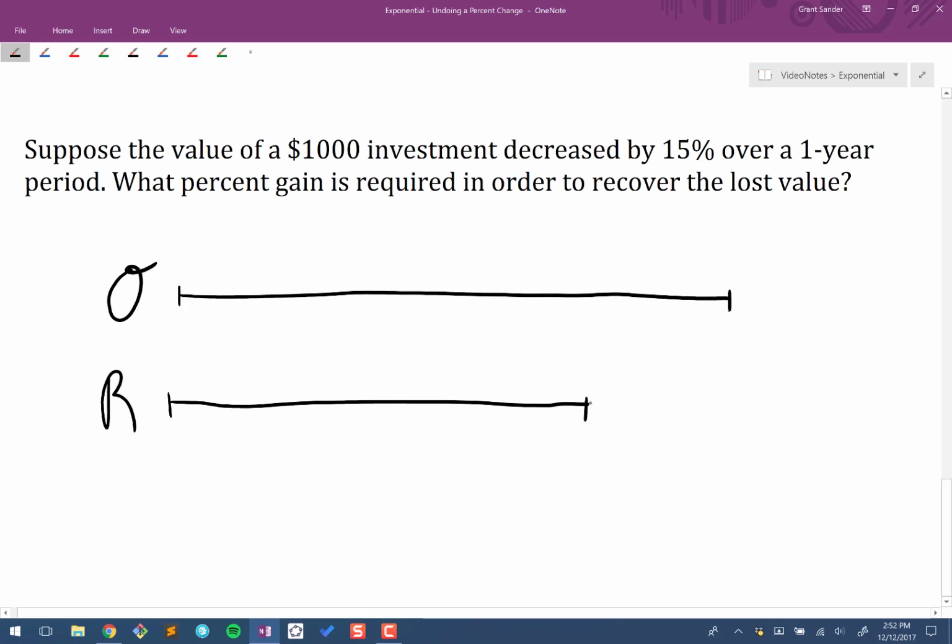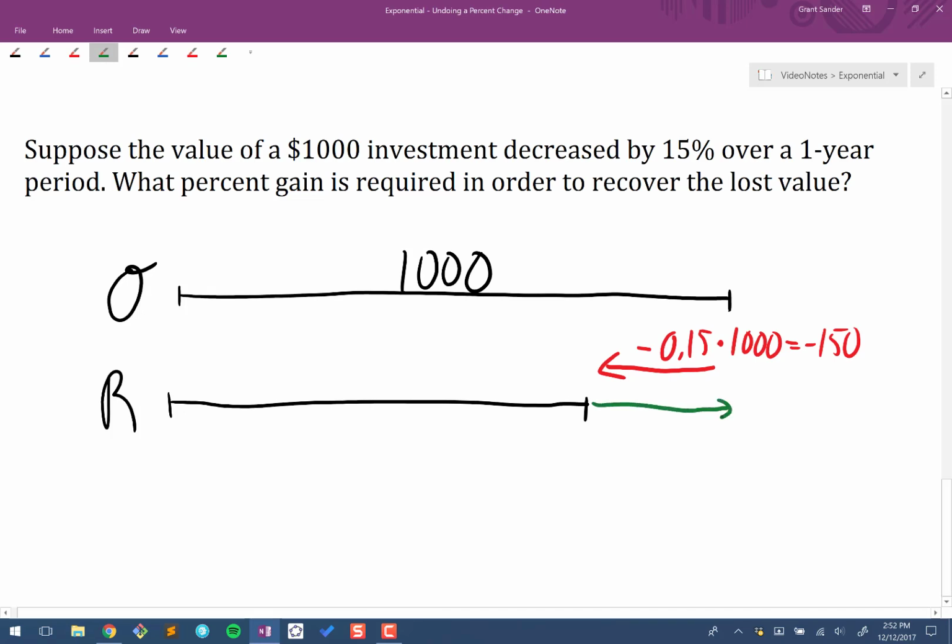And we lost 15%. And we know the original investment value is $1,000. If we lost 15% of $1,000, we lost $150. So this change in value is negative 0.15 times 1,000, which is equal to negative 150. So we lost $150. To get back up to our original value, we have to increase by that same $150.